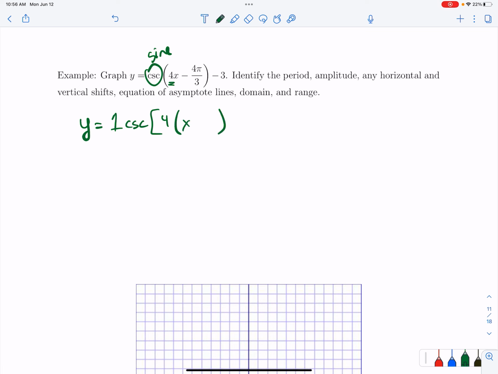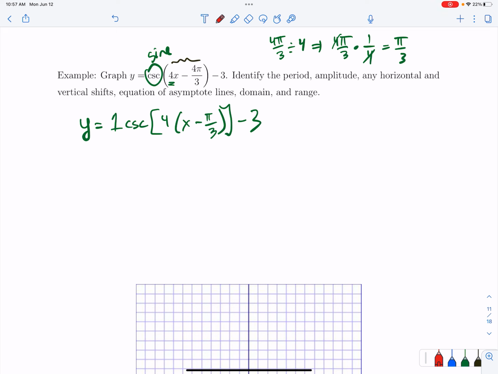And so what I need to do is divide 4 pi over 3 by 4. That's the same thing as 4 pi over 3 times the reciprocal of 4, 1/4. The 4's are going to cancel. We get pi over 4 there. So minus pi over 3 is what I should say. And again, if we want to make sure that that is correct, we can simply distribute that 4 through, and we see that we get what we started with up here. Okay. So then I just have this negative 3 at the end.